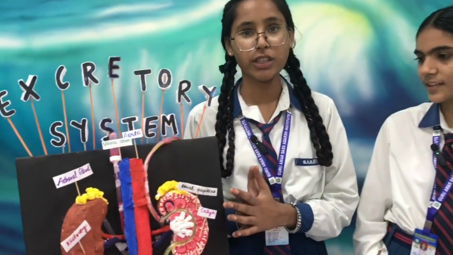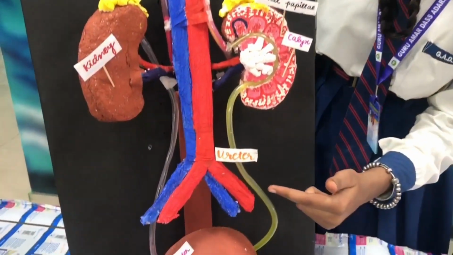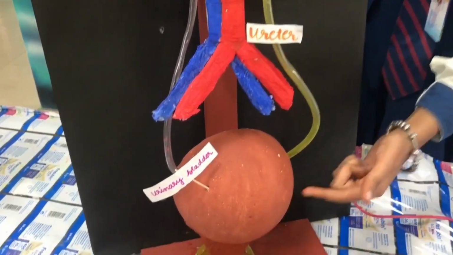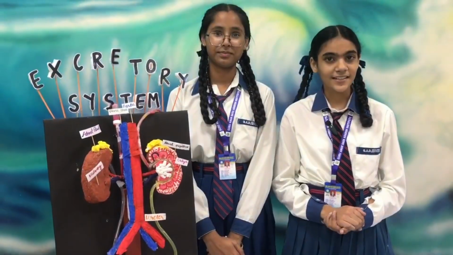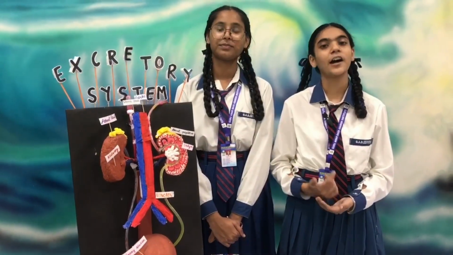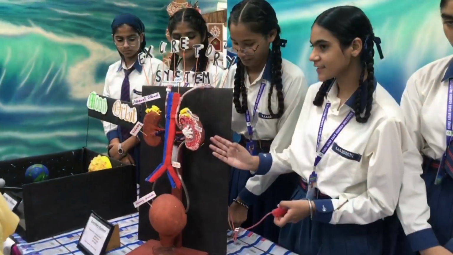Now after filtration, the waste materials from the kidneys travel into the ureters like this. And when the urinary bladder is filled up, it comes out of our body through the urethra. The clear flow of liquid in this model makes it easy to visualize how kidneys clean our blood, how urine is formed and stored, and how it exits the body.